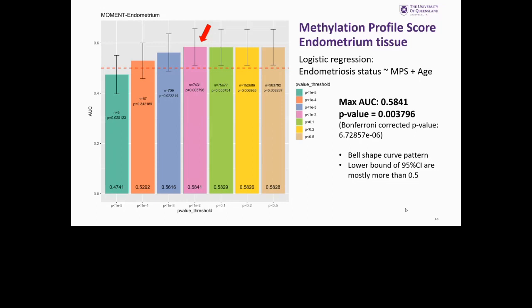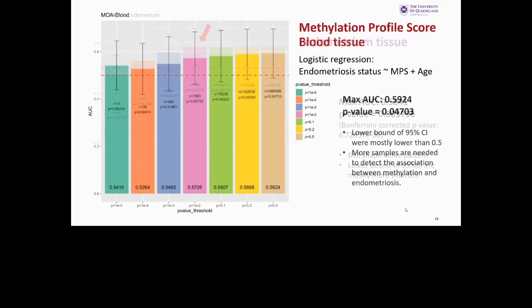These minor signals suggest that we could still potentially use methylation profile score derived from endometrium tissue samples to help us detect specific DNA methylation sites that are associated with endometriosis. It's just that currently we might need to tweak our model a little bit to increase prediction accuracy for the model to be valid enough for us to determine specific DNA methylation sites that are associated with endometriosis.